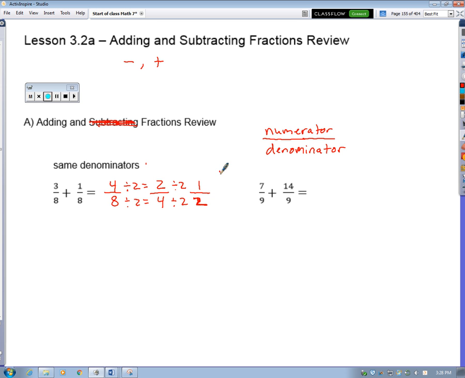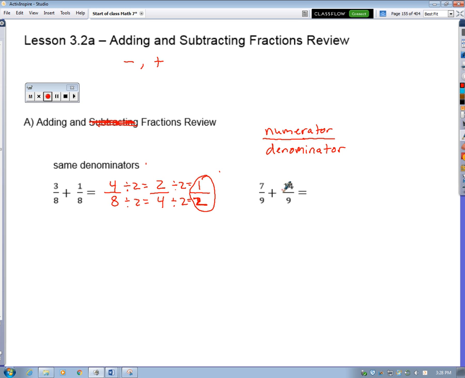So my answer comes out to 1/2. And I can't divide 1/2 down anymore. It started as 4/8, we divided it down to get to 1/2. That's as simple as we can make that answer. We can't divide it down anymore. 1/2 is what we got.